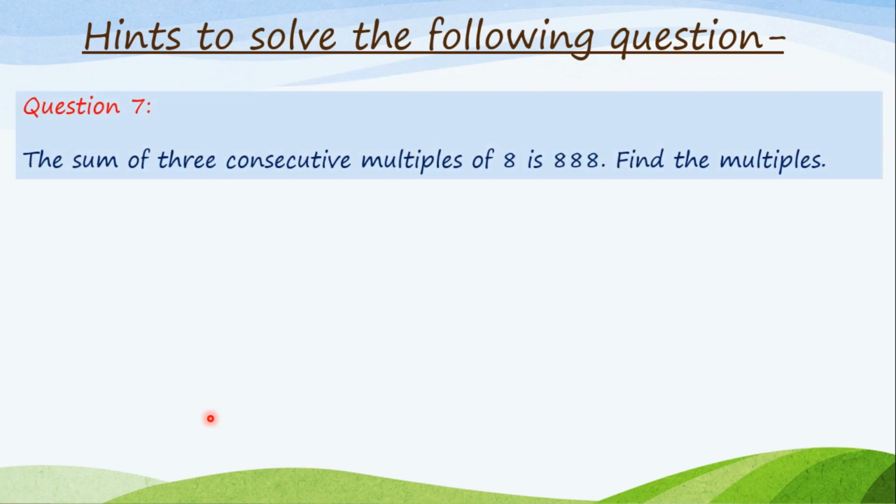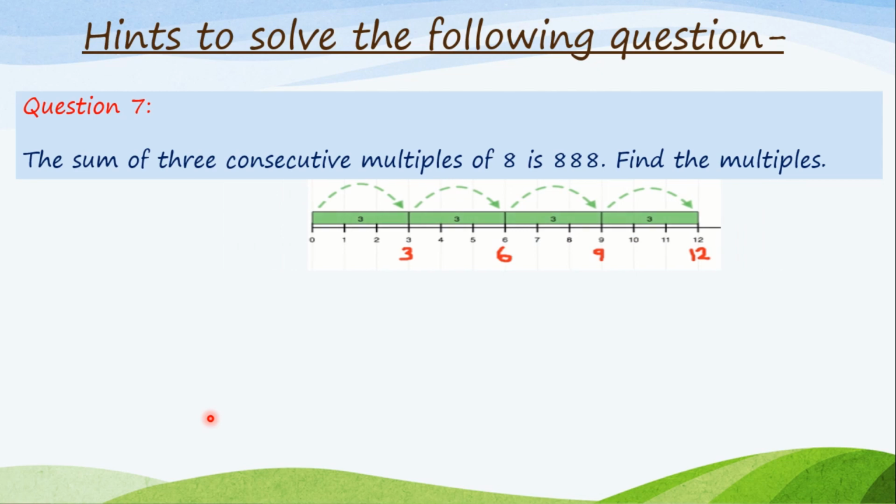Question number 7. The sum of 3 consecutive multiples of 8 is 888. Find the multiples. What are the multiples of 2? 2, 4, 6, 8, 10. Multiples of 3: 3, 6, 9, 12. Multiples of 5: 5, 10, 15, 20. Got the hint?